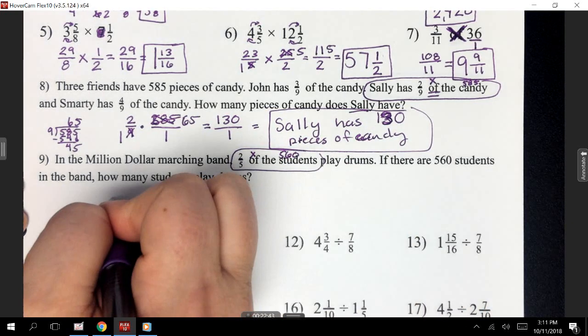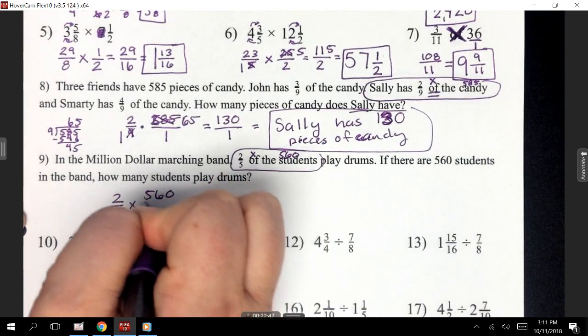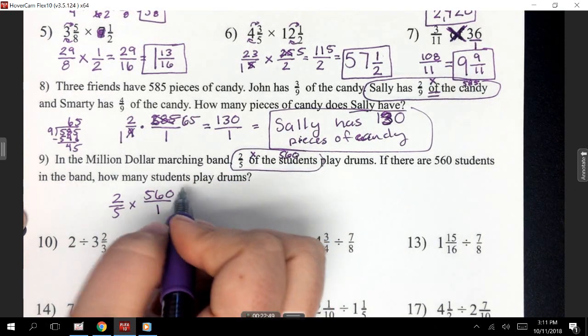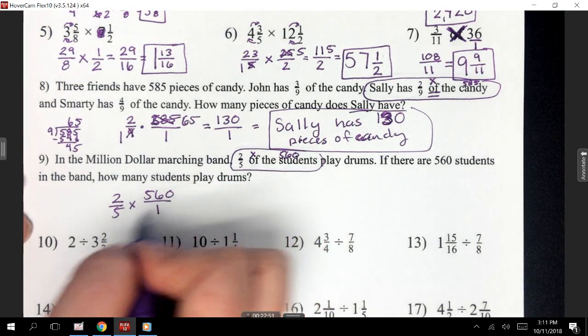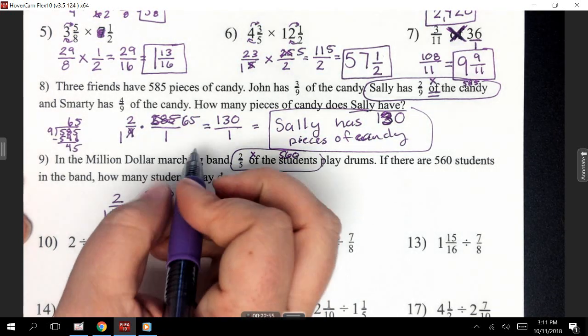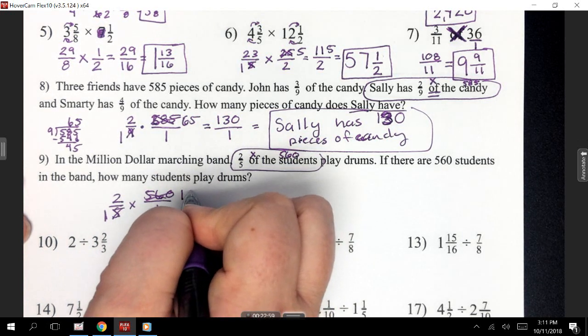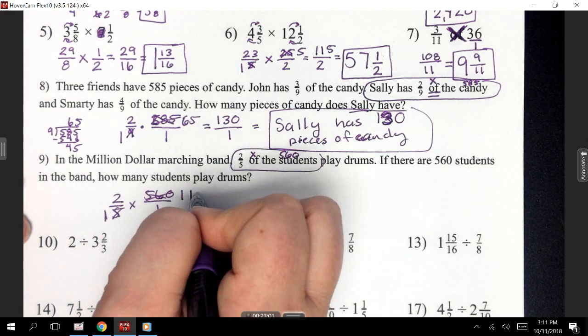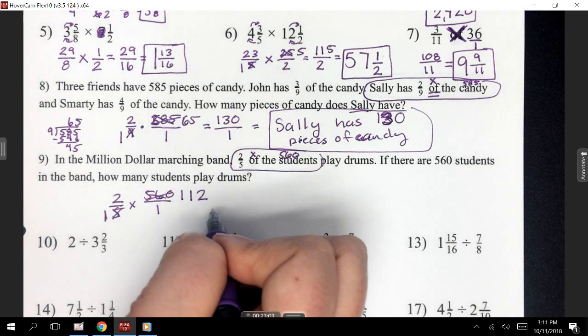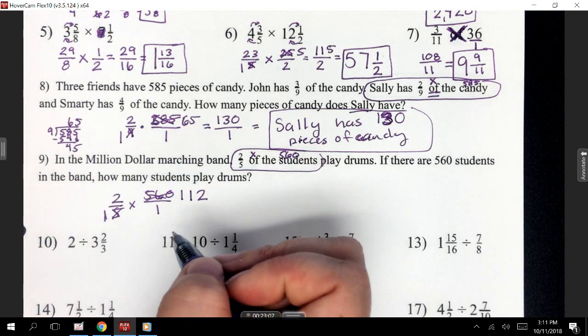So we're going to do 2/5 times 560 over 1. All right, this ends in a 0, so I know 5 will go into it. 5 goes into 5 one time. 5 goes into 560. All right, I know 5 goes into 5 once. 5 goes into 6 once, which leaves me with 1 left over. 10 would be 2. So 112 times again. We can do that division just like we did the 9 out to the side.